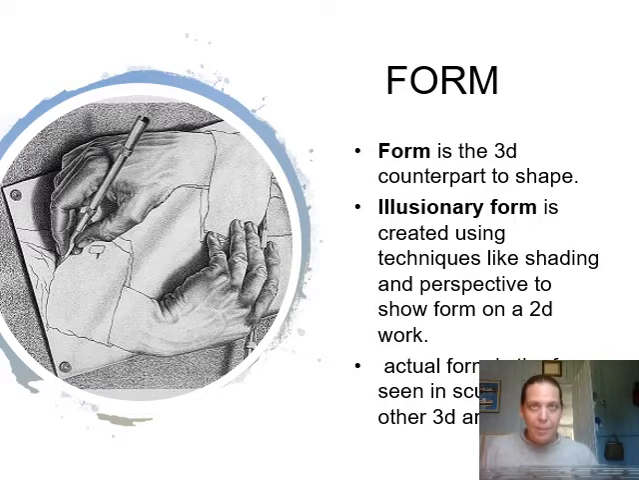Illusory form, illusionary form, is created by using techniques like shading and perspective to show form on a 2D work. So just the same way as we can have implied texture, we can also sort of fake the idea of form. It's not real form, but when we look at the image, we've created the illusion of 3 dimensions on a 2-dimensional plane. And then of course there's actual form. So when you work in sculpture, you may actually talk about the 3-dimensional shapes you're seeing and how they take up space and what the effects of that form is. If it looks heavy, if it looks light, if it looks delicate, those kinds of ideas.